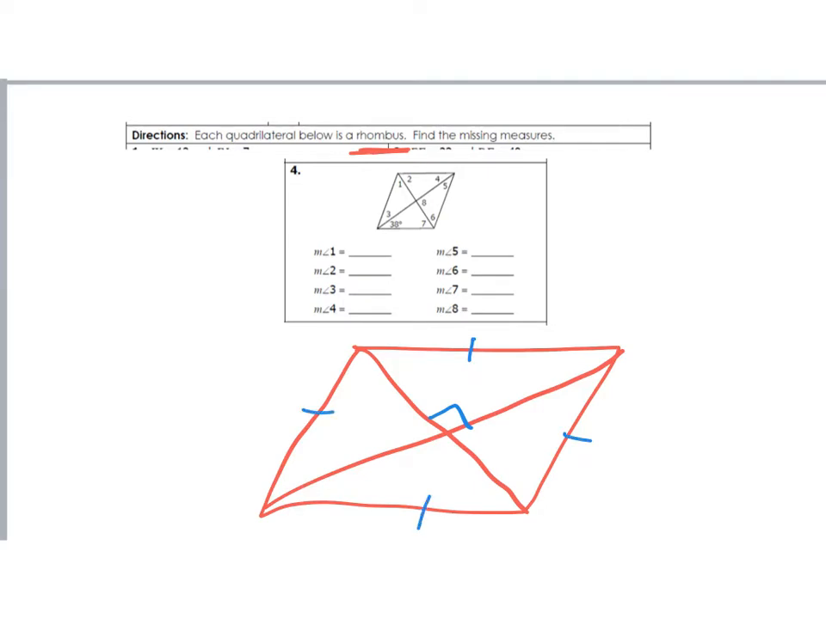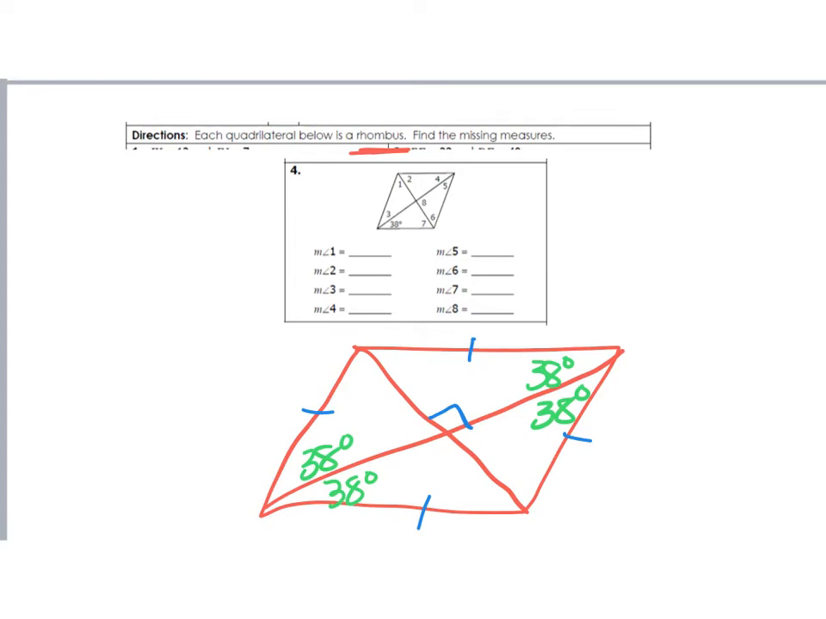I am told that this angle over here is 38 degrees. So I know if it's 38 degrees that the alternate interior one is also 38 degrees. I'm also told in my properties that the diagonals bisect the angle. So this is also 38 and this is also 38.